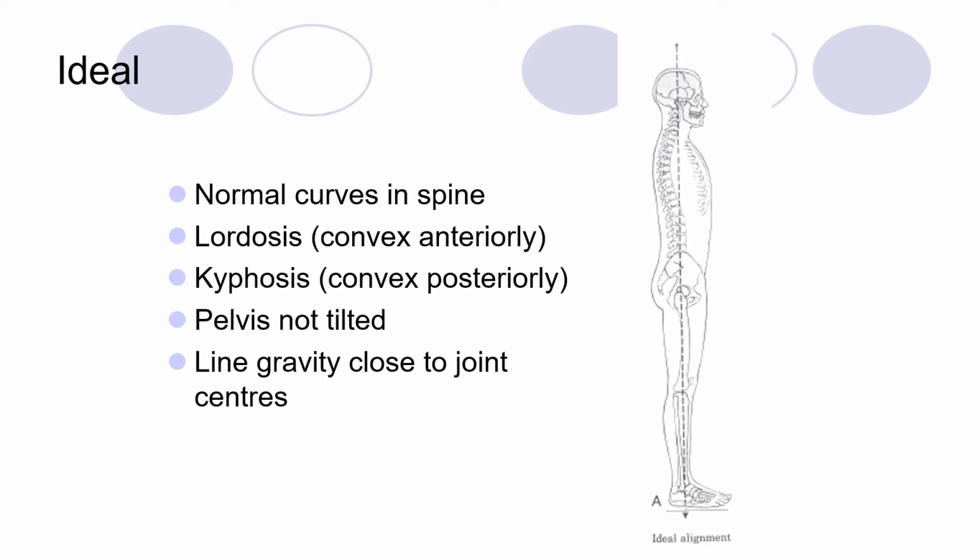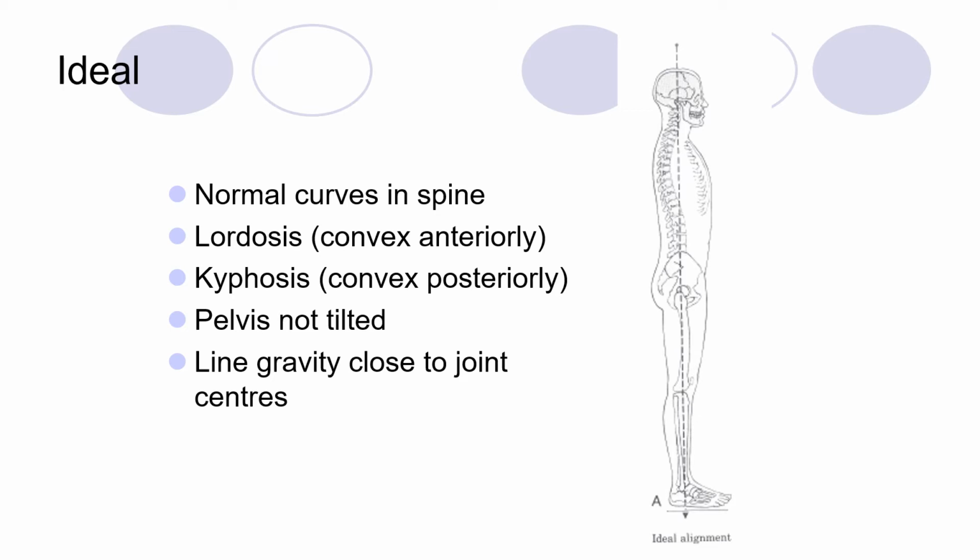The line of gravity should intersect the following points: the mastoid process, which is the large bony lump behind your ears, slightly anterior to your shoulder joint, go through or just posterior to your hip joint, slightly anterior to your knee joint, and a few centimeters anterior to your ankle joint. In this position, you should have normal curves within your spinal column with a thoracic kyphosis and cervical and lumbar lordosis.